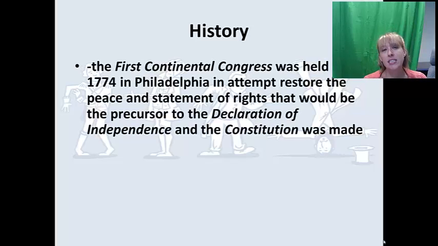So in 1774, we get the First Continental Congress, and this is where you have that elite group of Sons of Liberty meeting in Philadelphia to think about how do we either restore peace or full-on revolt. And at this First Continental Congress, the preference was for restoring peace, not forming a new nation. That said, the discussions at this First Continental Congress would be the precursors to what eventually would end up in the Declaration of Independence and subsequently the Articles of Confederation and the Constitution.